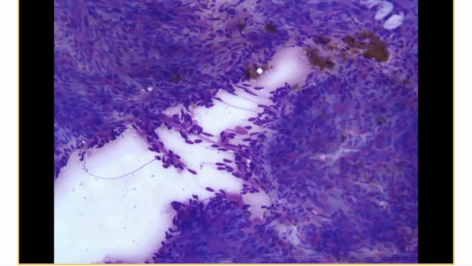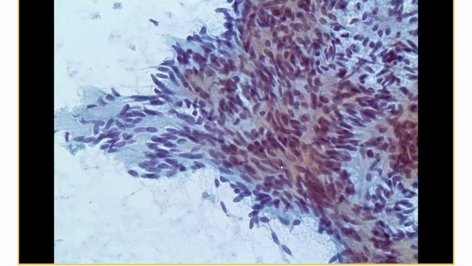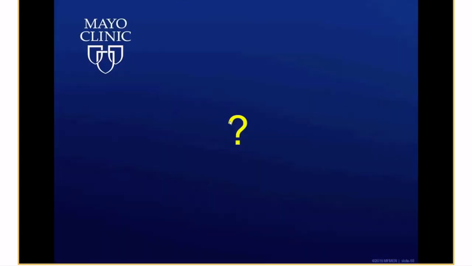A little bit of matrix, some nuclear palisading maybe. On the Papanicolaou stain, you can see the chromatin is very uniform. You can see more of the palisading. In a closer view, there are no mitotic figures, so this lesion looks bland. What could this be? A spindle cell lesion with pointy nuclei and palisading could be schwannoma.